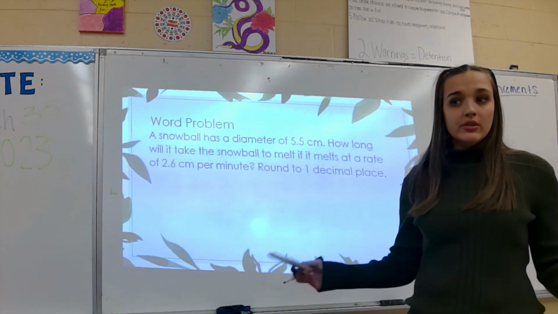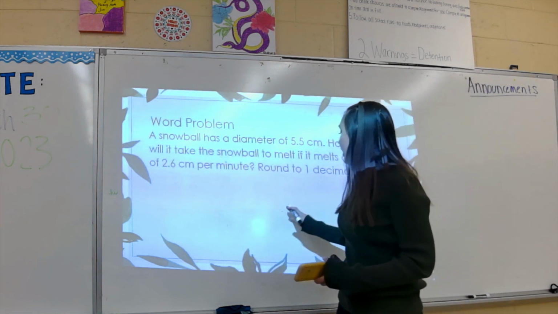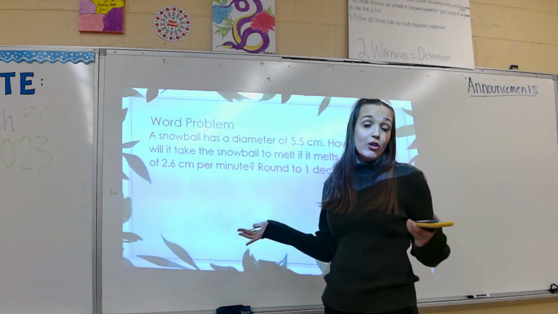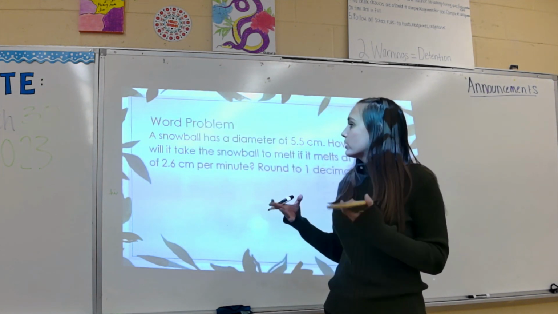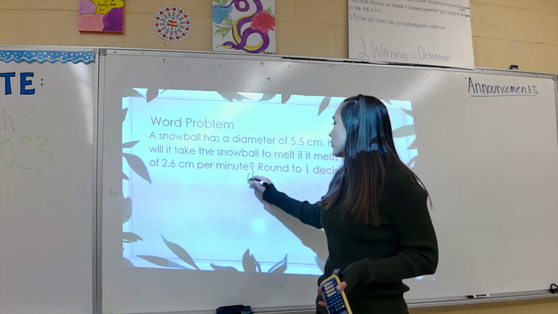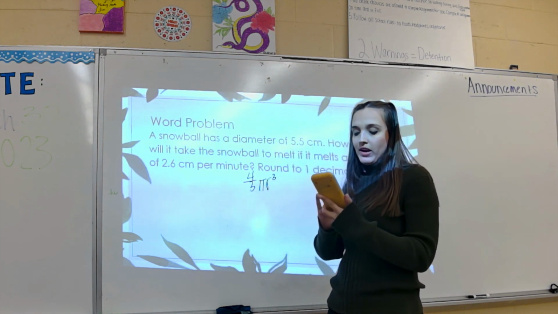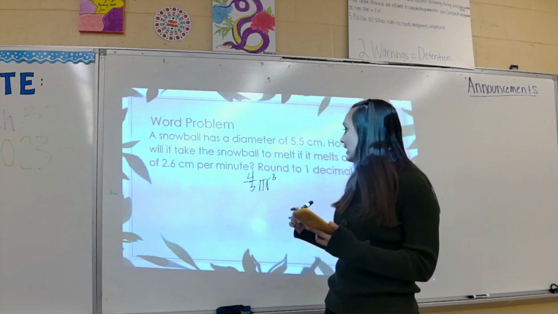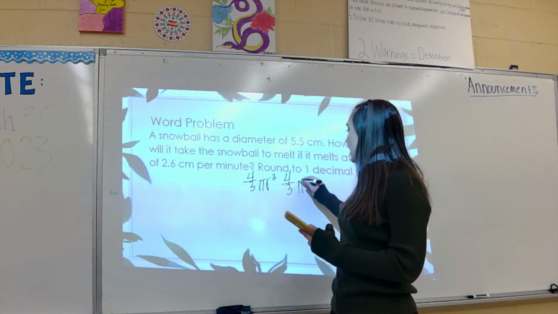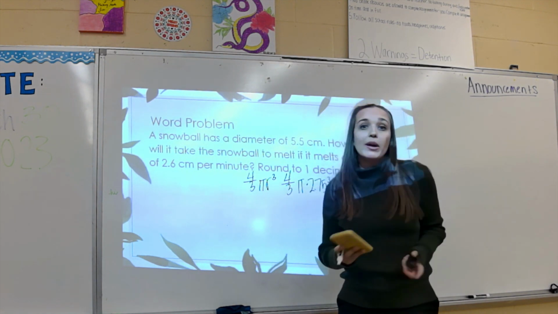As always, every single time we have a word problem or any type of problem, we are going to want to find the volume. So I'm going to use my volume formula. A snowball is a sphere, so that formula is 4/3 pi r cubed. My diameter is 5.5. I have to divide that in half to get my radius, which is 2.75. So I have 4/3 pi times 2.75 cubed, and I'll put that in my calculator.